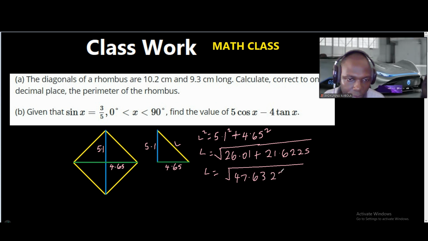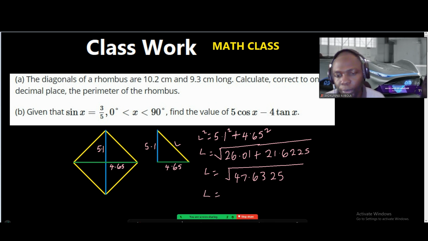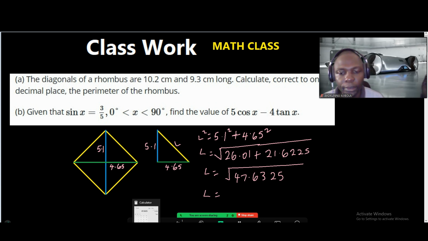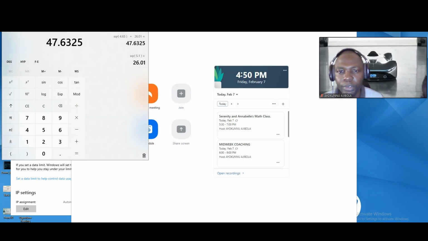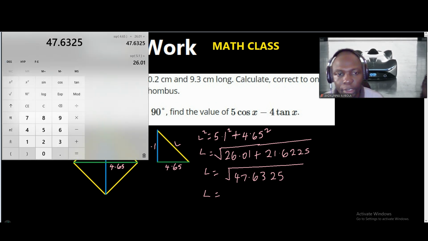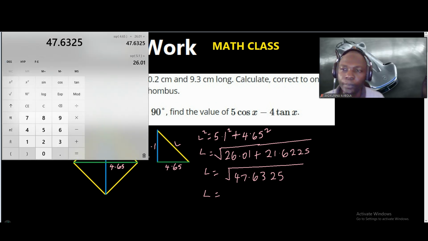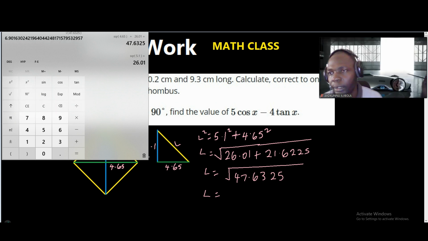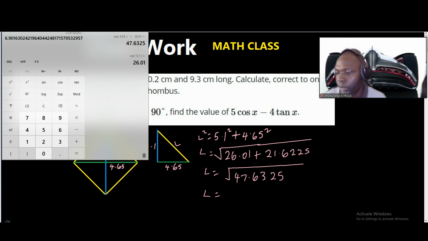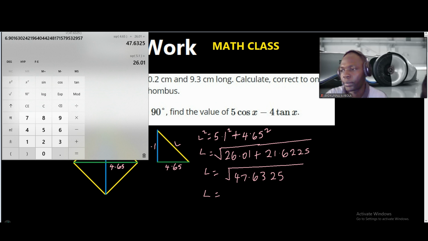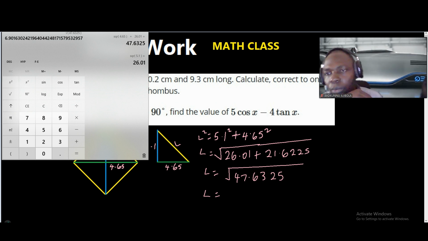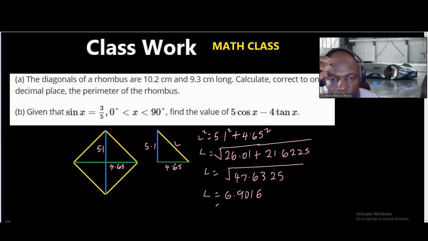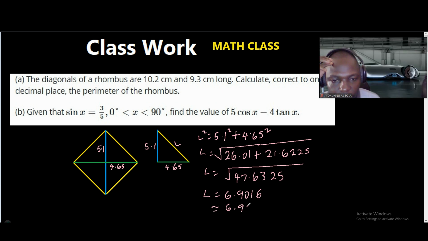When we get the square root of this, we'll be able to get a length. Okay, I'm trying to get a calculator. So the square root of this is 6.9016 or so. So that's the one length, 6.9016. Approximately, you can use 6.902.